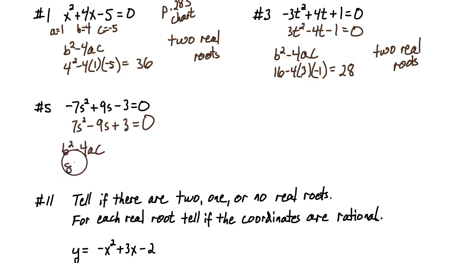b squared is 81. The letter a is 7, the letter c is 3. Let's figure out what 81 minus 4 times 7 times 3 is. Maybe with a calculator. This is -3. So looking at the top of the page 283, when the discriminant is a negative number, this is when there are no real roots. If you were to graph the parabola, it would not cross the x-axis at all.